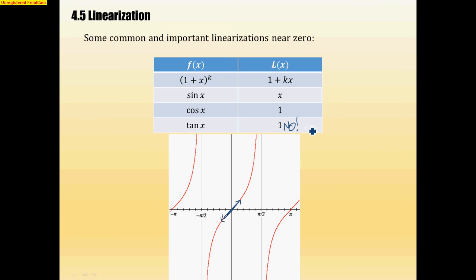How could I prove it? Well, what is the point of tangency? A equals 0. What is f of a? What is tangent at 0? 0. What is f prime at 0? What is the derivative of tangent? And what is secant squared at 0?